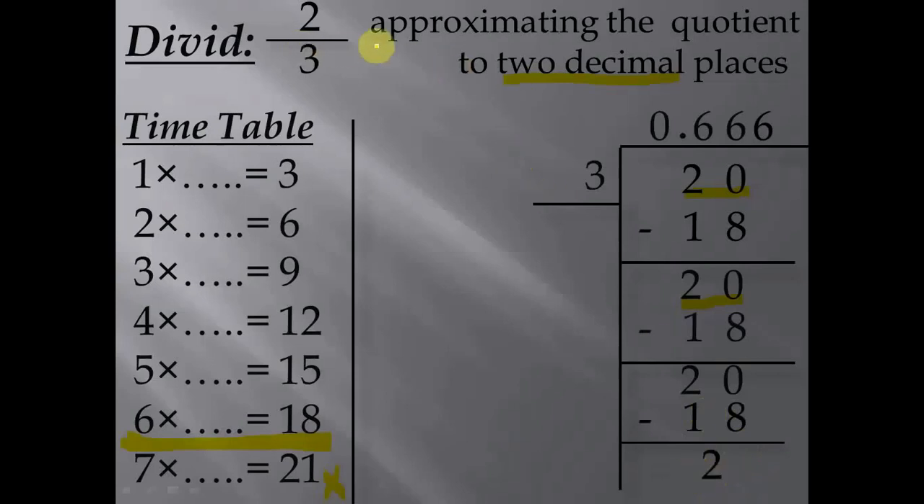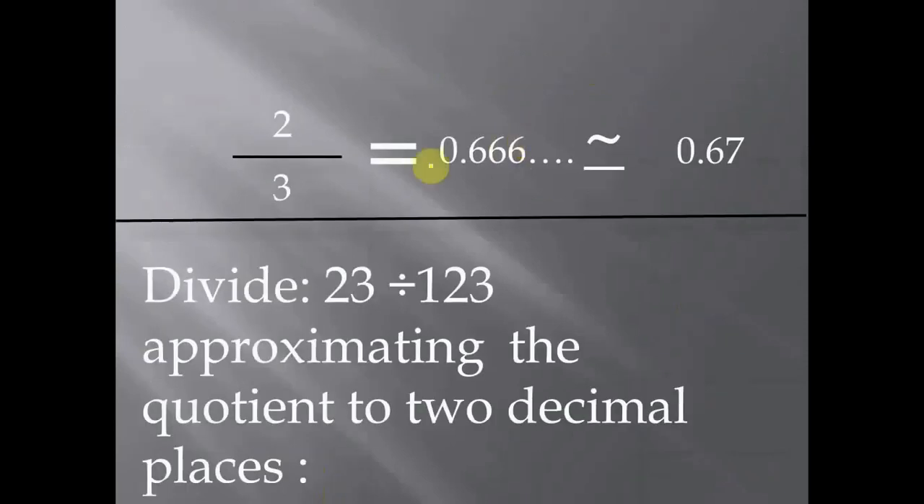In the question he says approximate the quotient. This is the quotient. Approximate to 2 decimal places. He wants 2 decimal places in the approximation, then we must find 3 decimal places. We must find 3 decimal places because he wants the approximation to the nearest 2 decimal places.